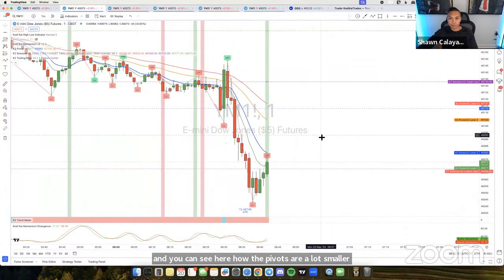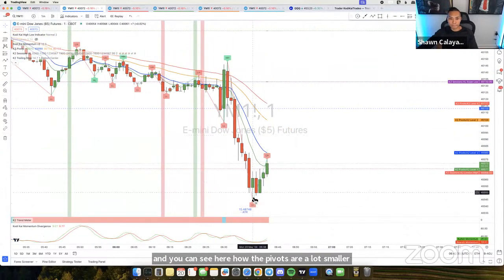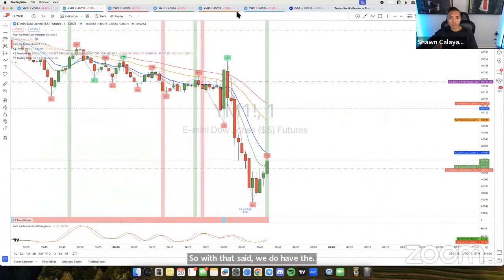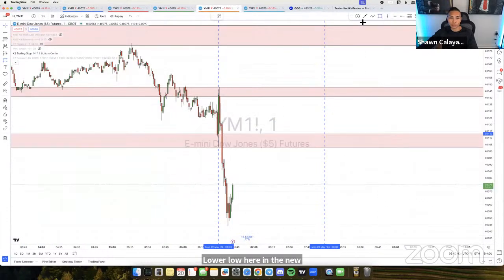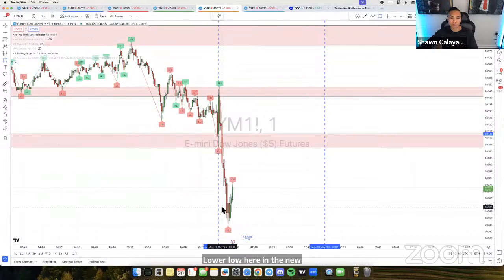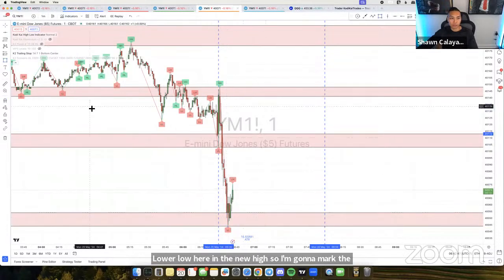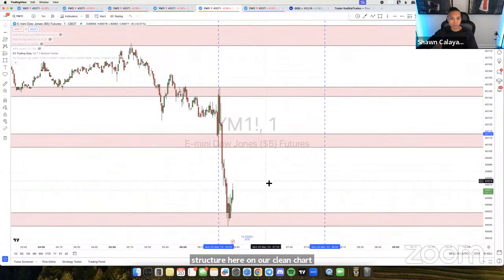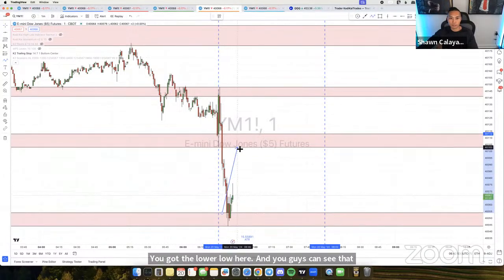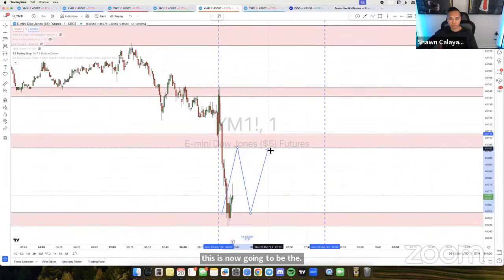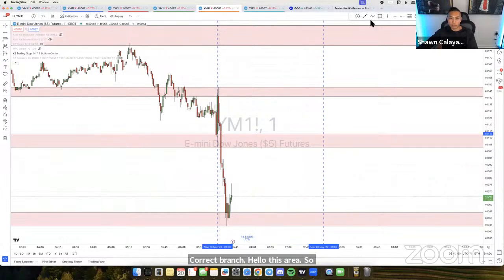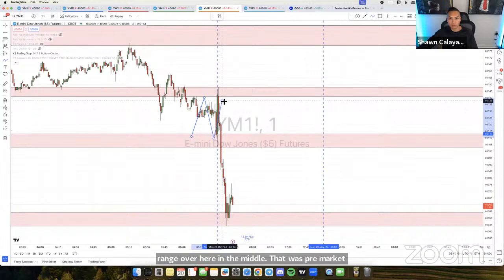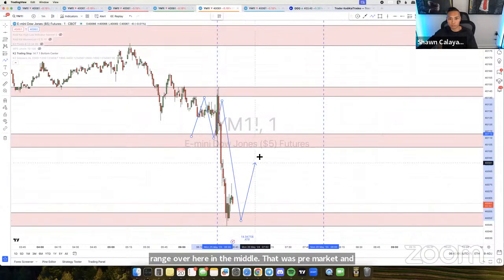So with that said, we do have the lower low here and the new high. So I'm going to mark up the structure here on our clean chart. We've got the lower low here. And you guys can see that this is now going to be the current range below this area. So this was the initial range over here in the middle. That was pre-market and on open. Price broke below, and this is now the new range down here.